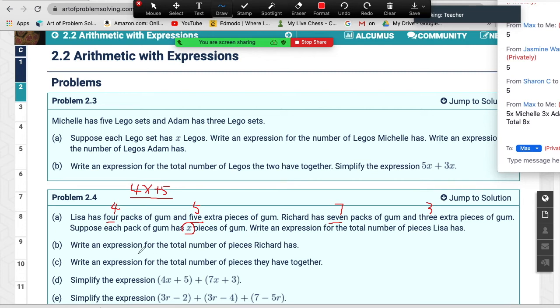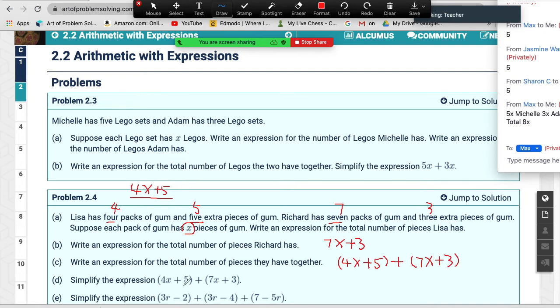Then part B, write an expression for the total number of pieces Richard has. Richard has 7 times x plus 3, because Richard has 7 packs of gum. Each pack has x pieces of gum. So that's 7 times x plus 3. So then C, write an expression for the total number of pieces they have together. That means you need to add 4x plus 5 with 7x plus 3 together. They ask you to add these two together.